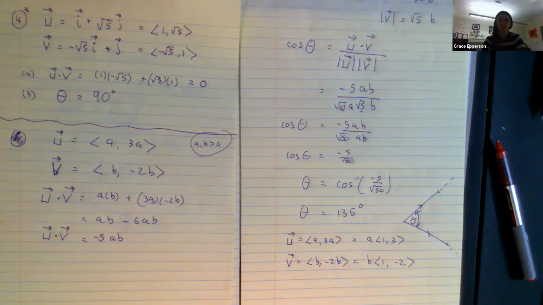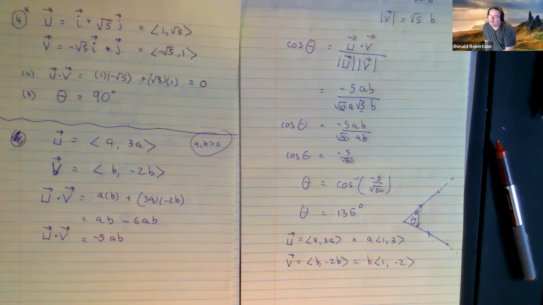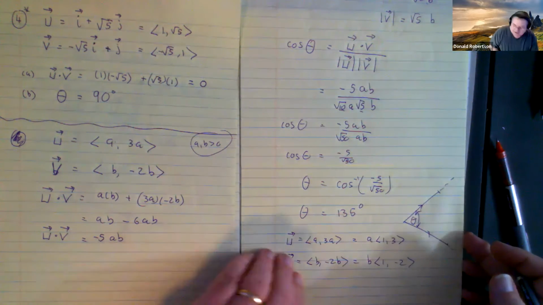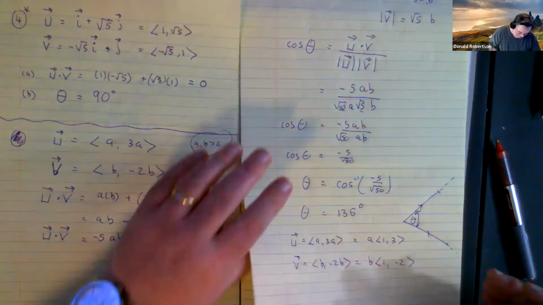So if we would have used the vectors without A and B in them, we would have got the same answer. You would have got exactly the same answer. If you've got time, check it. It would be 135 degrees. So it's the same answer, yes. Kind of interesting little side issue.